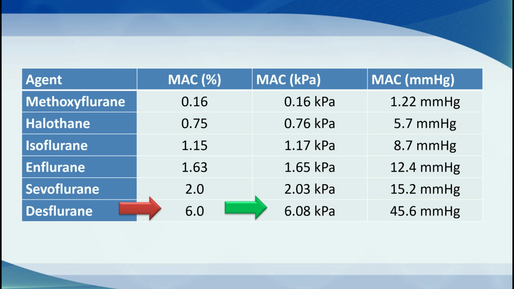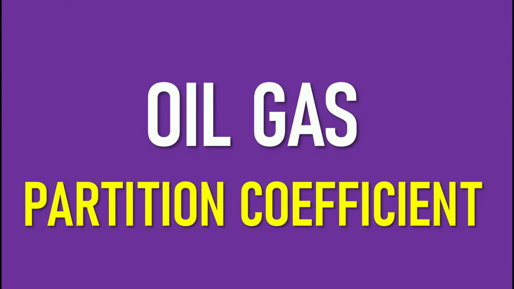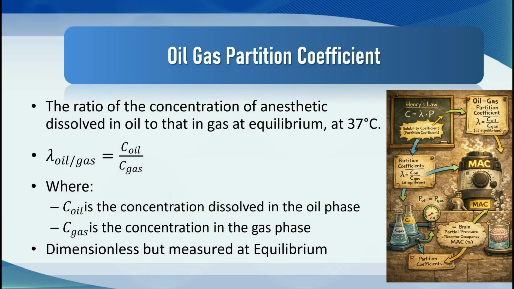The reason why MAC is different for different agents relates to their potency. So let's look at that. The way we look at drug potency is the oil gas partition coefficient. The oil gas partition coefficient is the amount of anesthetic that dissolves per unit volume of oil, and it's calculated out as the ratio of the concentration of that anesthesia in oil to that of gas at equilibrium at 37 degrees. And again, the lambda is used to describe this.